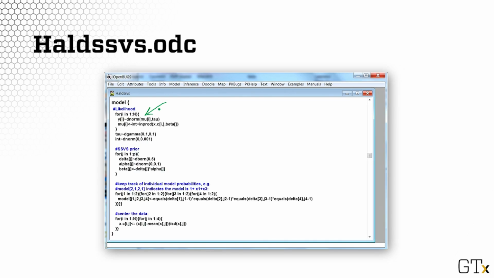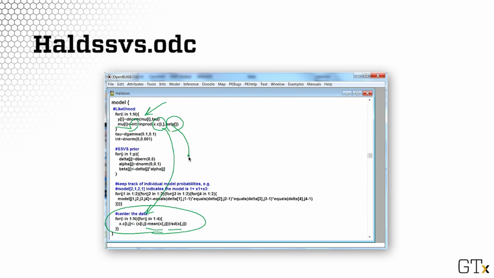Yi's are normal with mu i and tau precision. And this mu i is intercept plus inner product between betas, vector of betas, and the x's. But these x's are here standardized. For these x's, we subtract the mean and divide by standard deviation. So we put them on the same footing, and that helps when you do this type of variable selection.